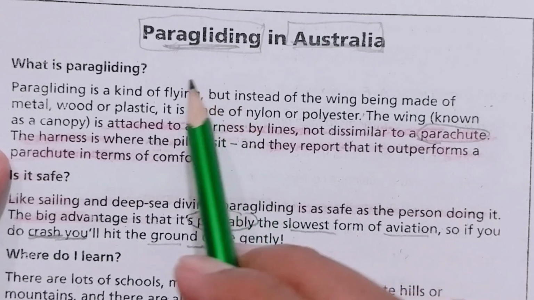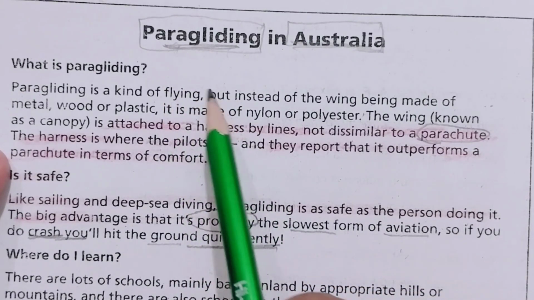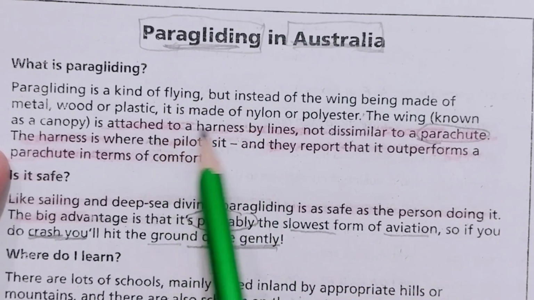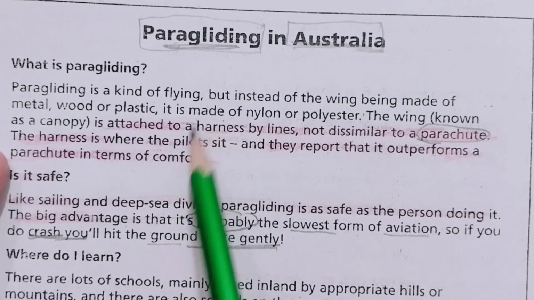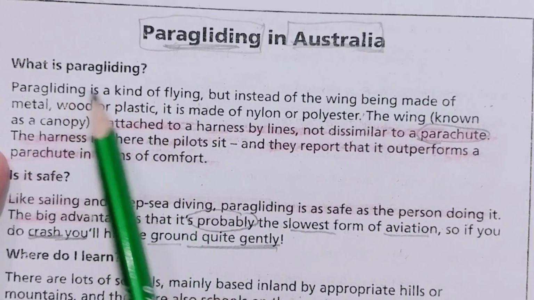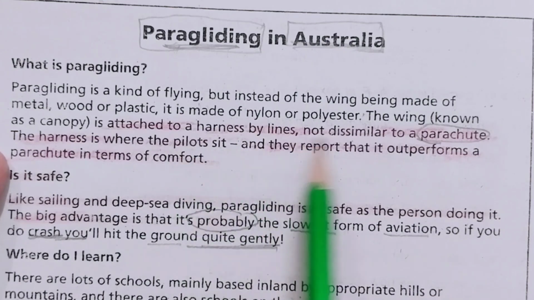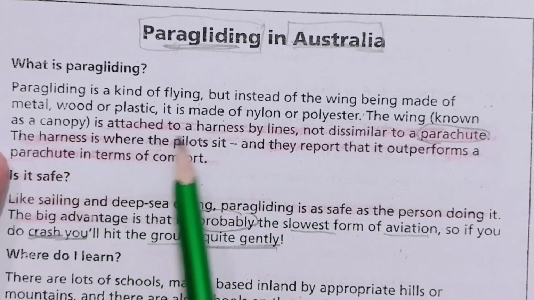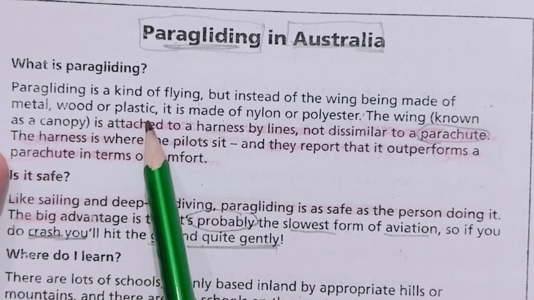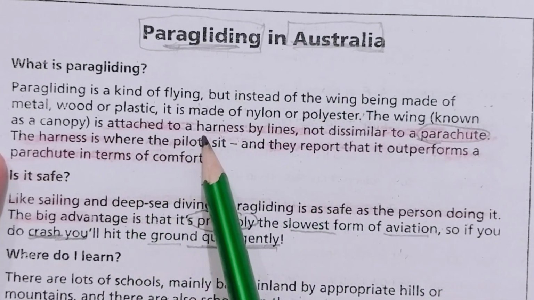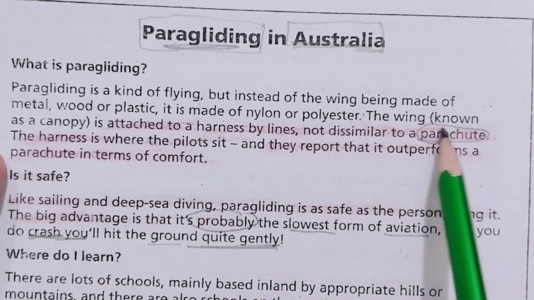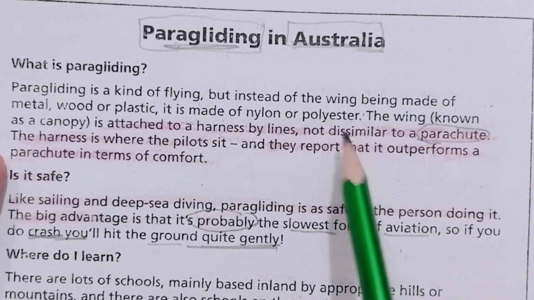In your writing, always start your paragraph with a topic sentence, and then after that explain your topic sentence well. Here the topic sentence is about paragliding, and then they explain what type of material they have used, and then what the purpose is. Okay, here the word is parachute, dissimilar.